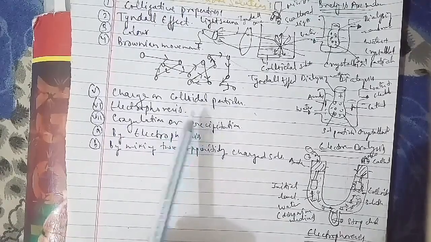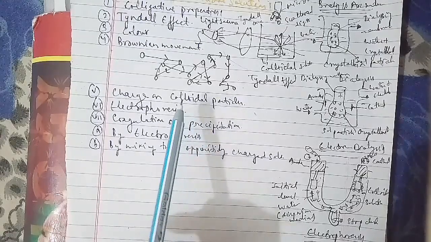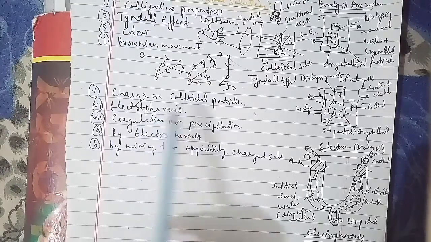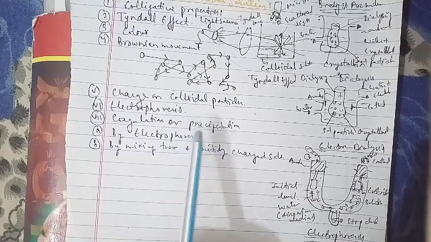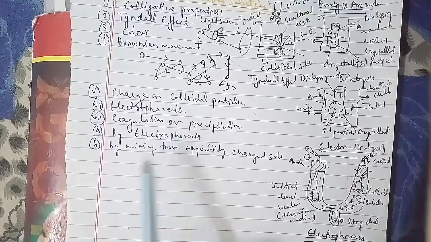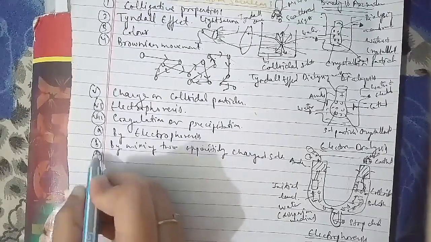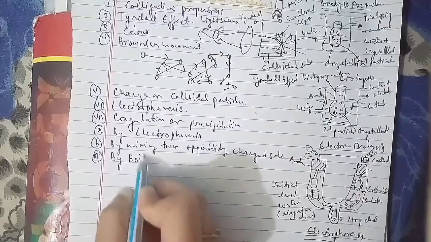We'll talk about the third one, which is by boiling. When the sol is boiled, the adsorbed layer is disturbed due to increased collision with the molecules of the dispersion medium, and this reduces the charge on the particles and ultimately leads to settling down in the form of a precipitate as well.